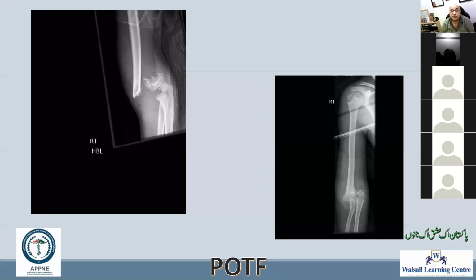Okay, so are you always successful in doing a closed reduction? No. If I fail to reduce the fracture, you then cannot say that I will do a closed reduction. What you will say is, I will attempt a closed reduction and fix it with K-wires to stabilize it.